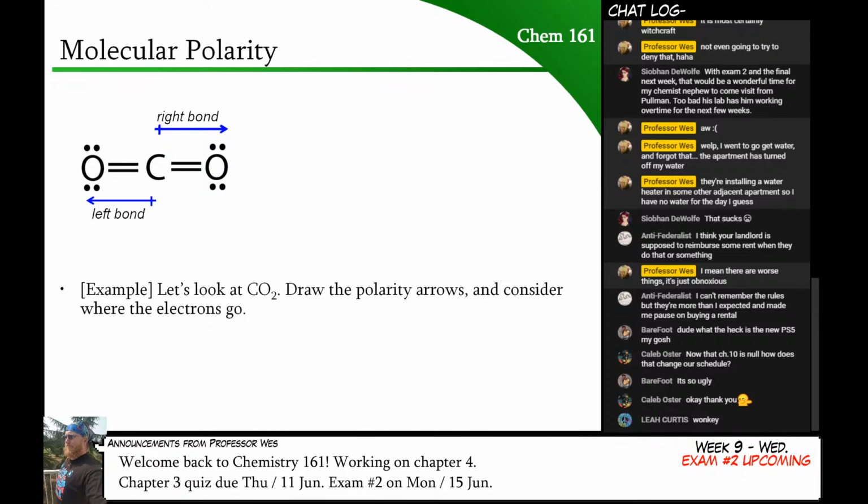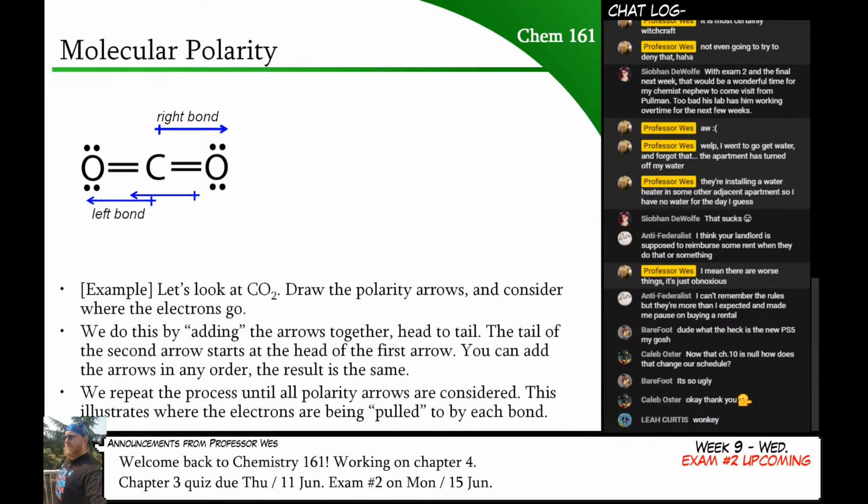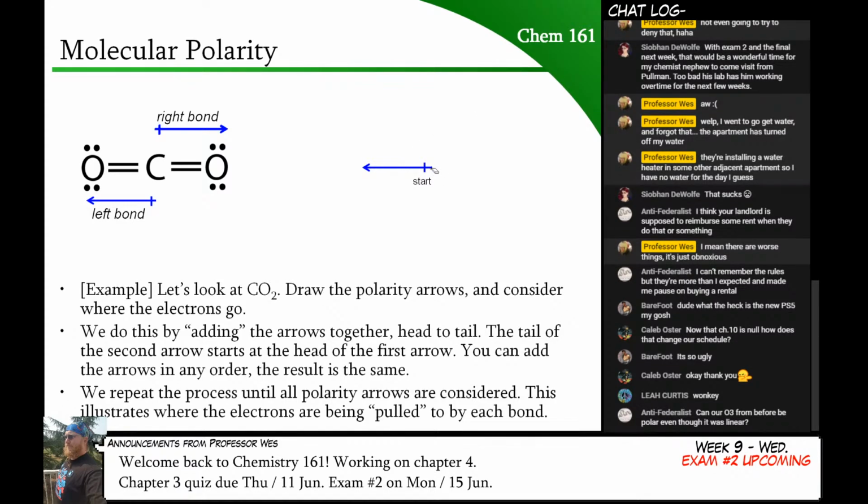But if I move the electrons in one direction, they get tugged by the other oxygen behind it. And the overall effect is this. If I were to add these 2 arrows together, I would have to do something like this. So here's my first arrow. And I'm going to note that I started right here.